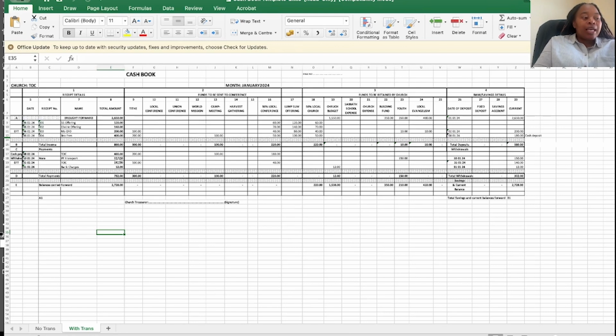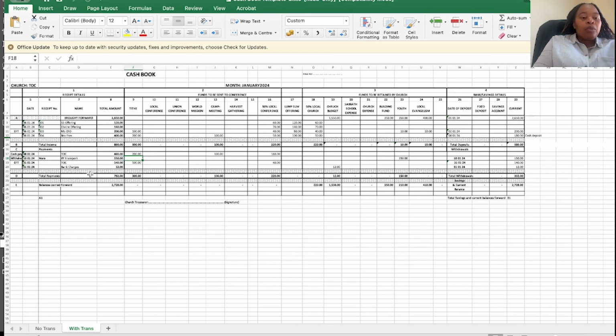480, which is the 860 minus the 200 rand from the CFO. Where's the CFO? Oh, it's 100 rand from the CFO, and the 40 rand, which is 140. So minus the 140 from the CFO. There it is, 480. Now we need to break it down, the 480. It's 200 rand tithe, 100 rand camp meeting, and then 180 local conference. That's how we distribute it there.